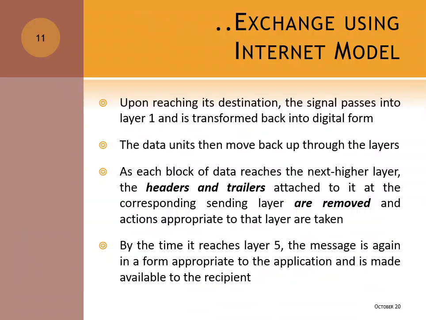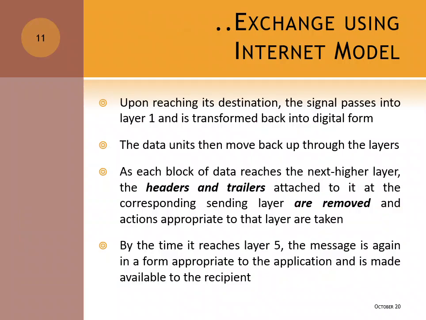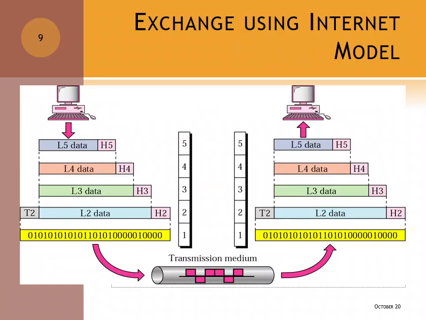Okay, as each block of data reach the next higher layer, the headers and trailers attached to it at the corresponding sending layer are removed. So kita boleh tengok, you can see here, all the headers and trailers will be removed at each layer. So by the time it reaches layer 5, the message is again in a form appropriate to the application and is made available to the recipient. Bila sampai ke sebelah receiver akan hanya dapat original data only.